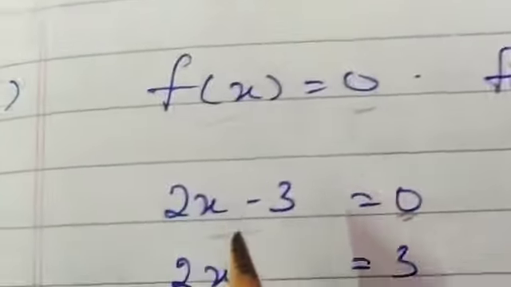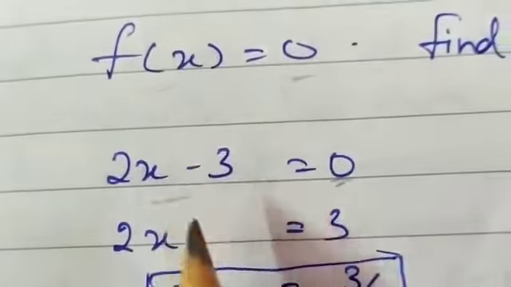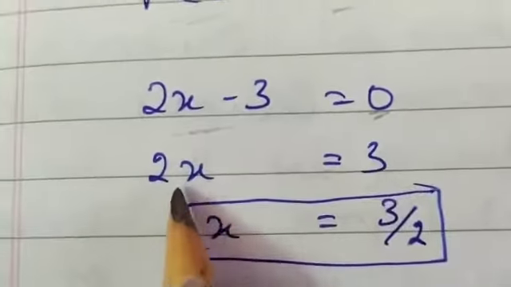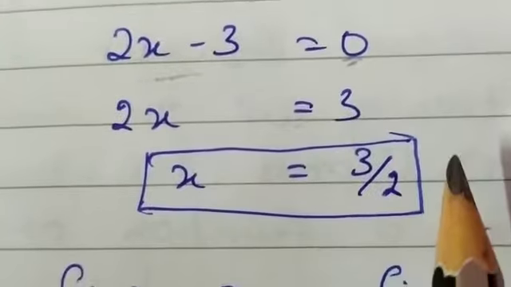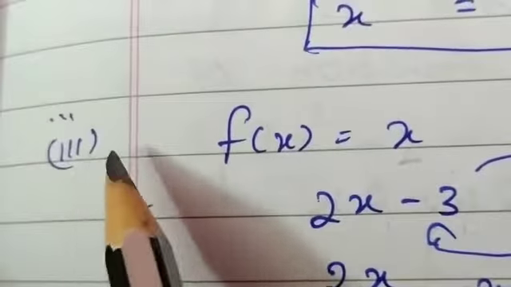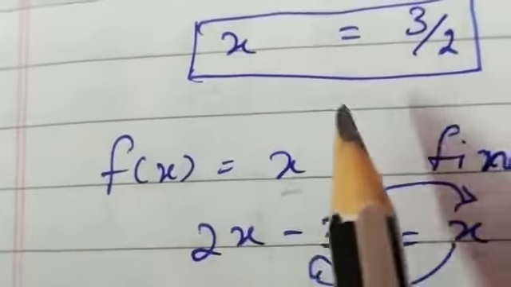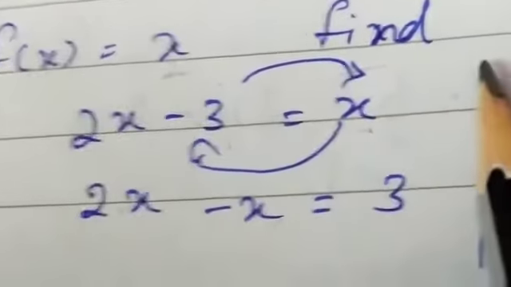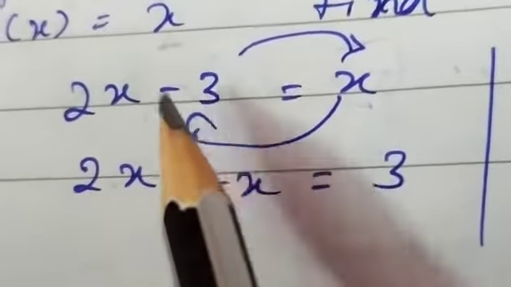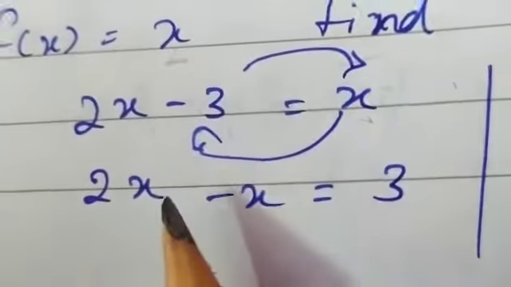So our second part, f of x equal to 0, we have to find the x value. So 2x minus 3, that is f of x equal to 0. 2x equal to, this 3 will go that side, so it is plus 3, x equal to 3 by 2. Then our third part, f of x equal to x. We have to find the x value. 2x minus 3 equal to x, and this x will come this side and this minus 3 will go that side. Now 2x minus x equal to 3 and x equal to 3.